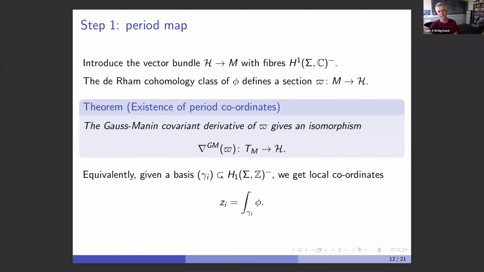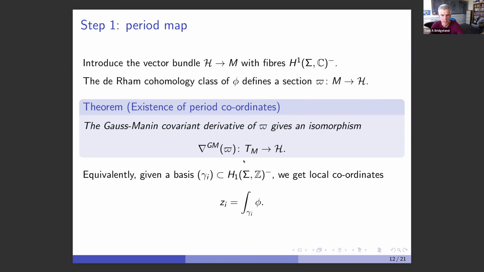A more down-to-earth way of saying this is that if I take a basis for the homology of this curve, then of course we can transport that to nearby curves. I'm thinking about this family of spectral curves as the quadratic differential varies. I can just transport this basis locally, and then I can integrate the one form against these cycles, and that will give me functions on the base M. And the claim is that these are local coordinates.